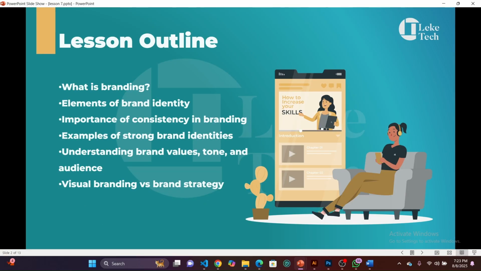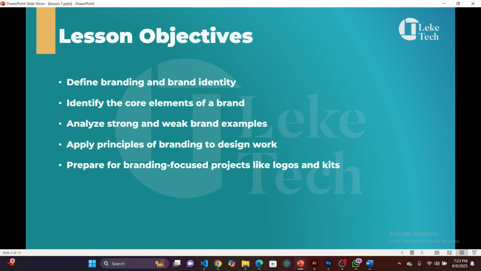So in the lesson outline, we're treating what is branding, some elements of brand identity, importance of consistency in branding, examples of strong brand identities, understanding brand values, tone and audience, and visual branding versus brand strategy. So that's what we'll be treating today.